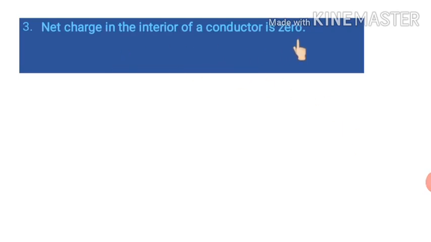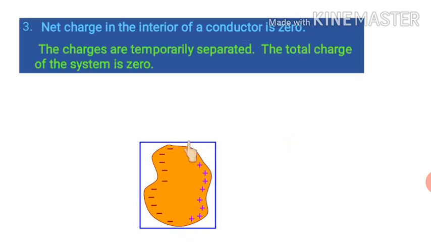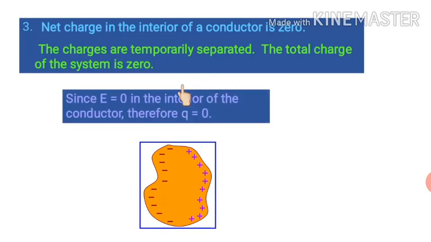Next property says that the net charge in the interior of a conductor is 0. A conductor is placed in an external electric field, and the charges are distributed in this manner. This side negative charge will get induced, this side positive charge will get induced. So the net charge inside the conductor will become 0. As it is written over here, the charges are temporarily separated and the total charge of the system is 0. Since E is equal to 0 in the interior of the conductor, therefore Q is equal to 0.